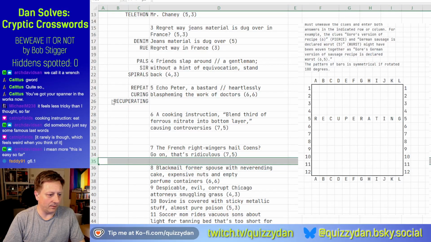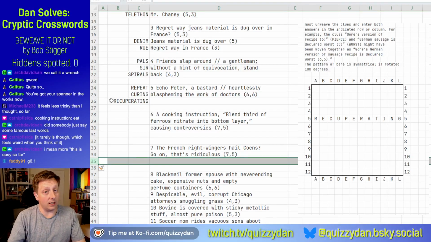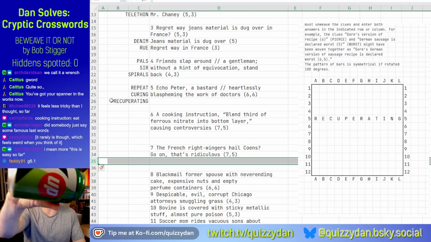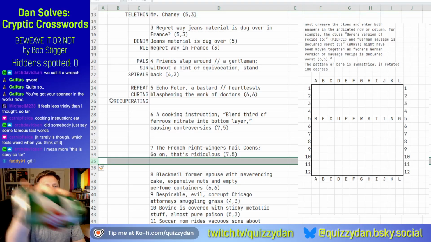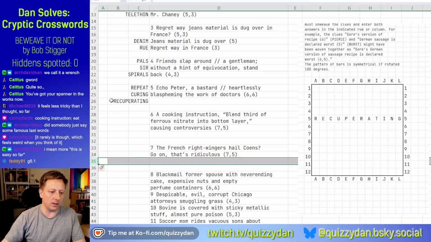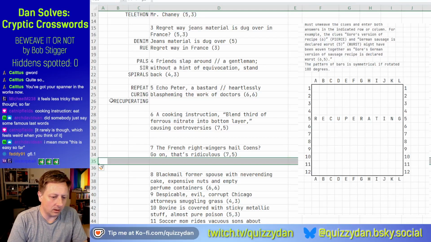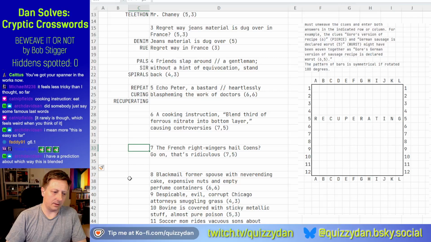It's now time for the two 7 acrosses. Well, if this is a kind of 7 up, then this is 7 across doubled because we've got to weave it. The French right-wingers hail cones. Go on. That's ridiculous. The French right-wingers hail cones. Go on. That's ridiculous.